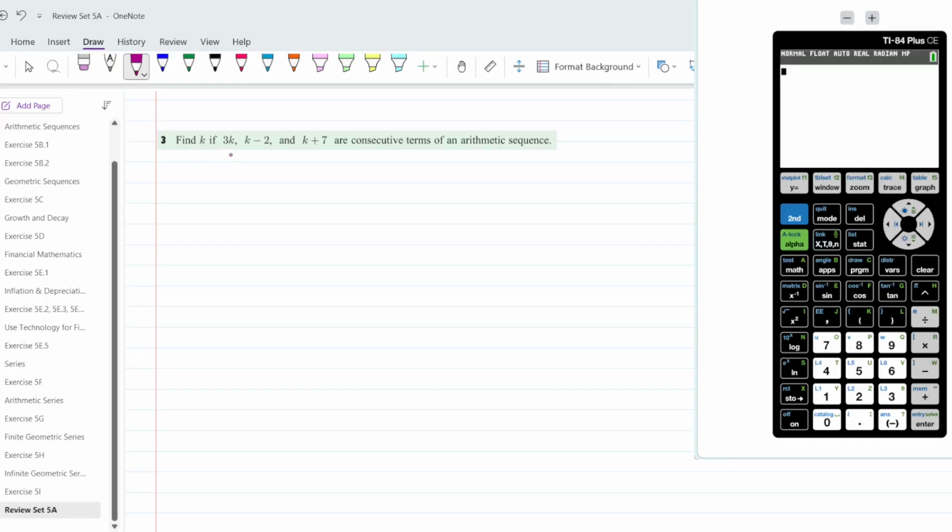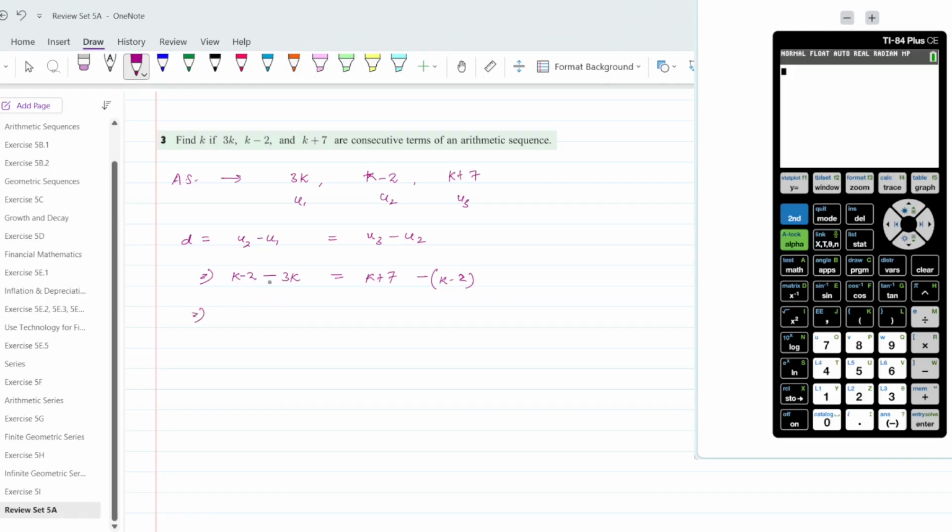Find k if 3k, k minus 2 and k plus 7 are consecutive terms of an arithmetic sequence. So we know the arithmetic sequence has 3 consecutive terms. Let's say this is u1, this is u2 and this is u3. Can we say the common difference is u2 minus u1 and it is also equal to u3 minus u2. Now u2 minus u1 is going to be k minus 2 minus 3k and it equals k plus 7 minus u2, that is k minus 2.